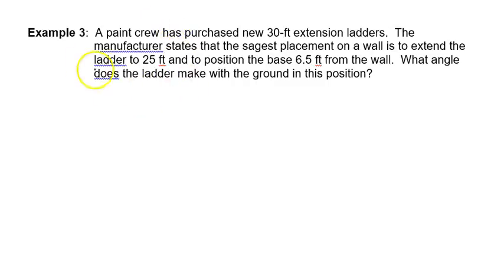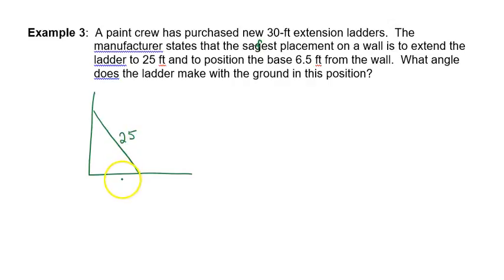The manufacturer states that the safest placement on a wall is to extend the ladder to 25 feet and position the base 6.5 feet from the wall. What angle does the ladder make with the ground in this position? So, we're going to draw the situation. I'm going to have a wall and I'm going to have the ground. And even though the ladder goes up to 30, they say to only extend it to 25 and lean it against the wall. So here's my ladder.